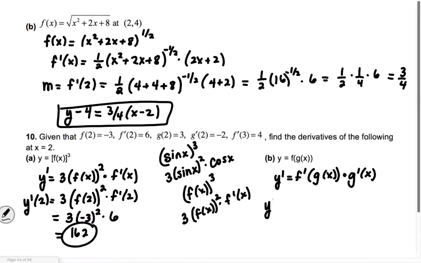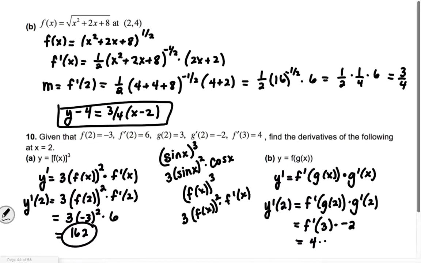All right, so if I want y prime of 2, I'm going to do f prime of whatever g of 2 is, and then I'm going to multiply by g prime of 2. So I'm going to have f prime of g of 2, which is 3, times g prime of 2, which is negative 2. So f prime of 3 is 4, times negative 2, so we get negative 8.